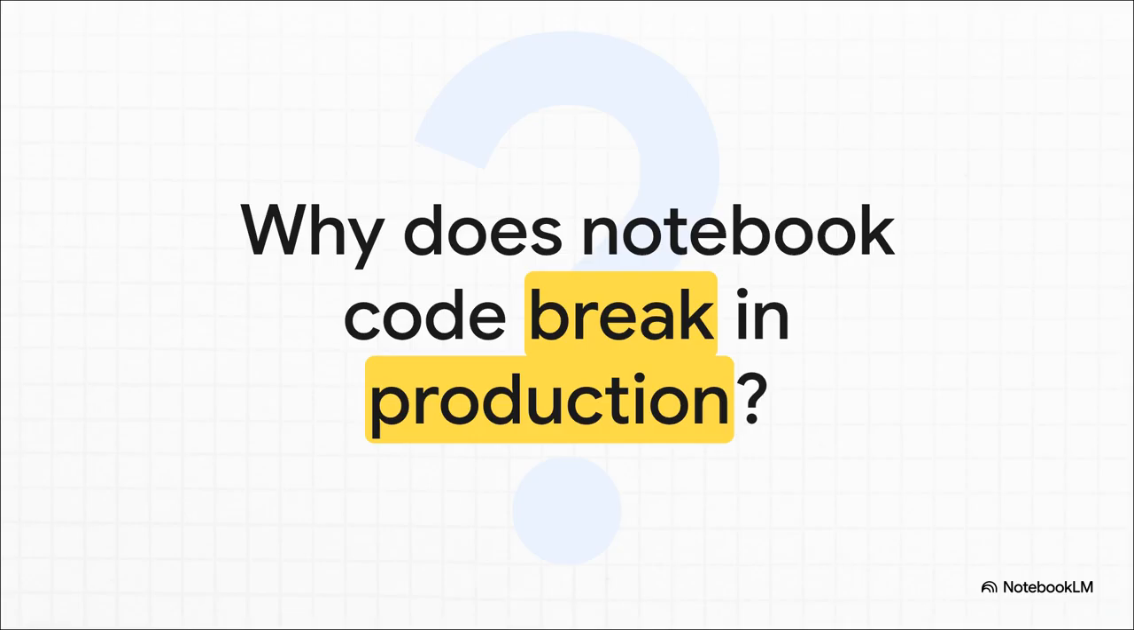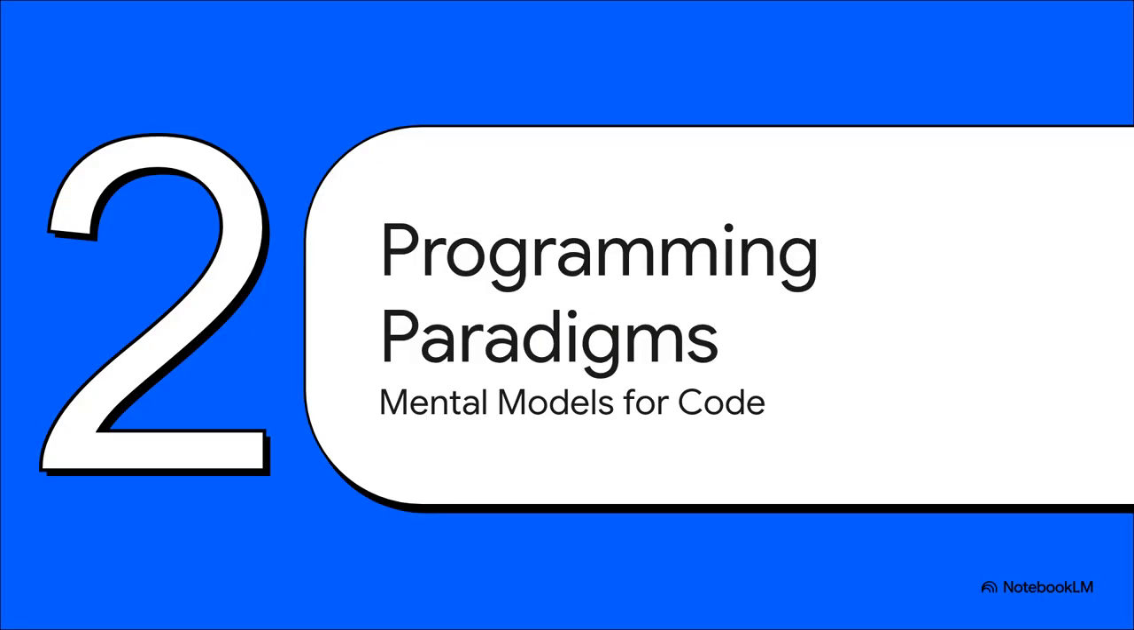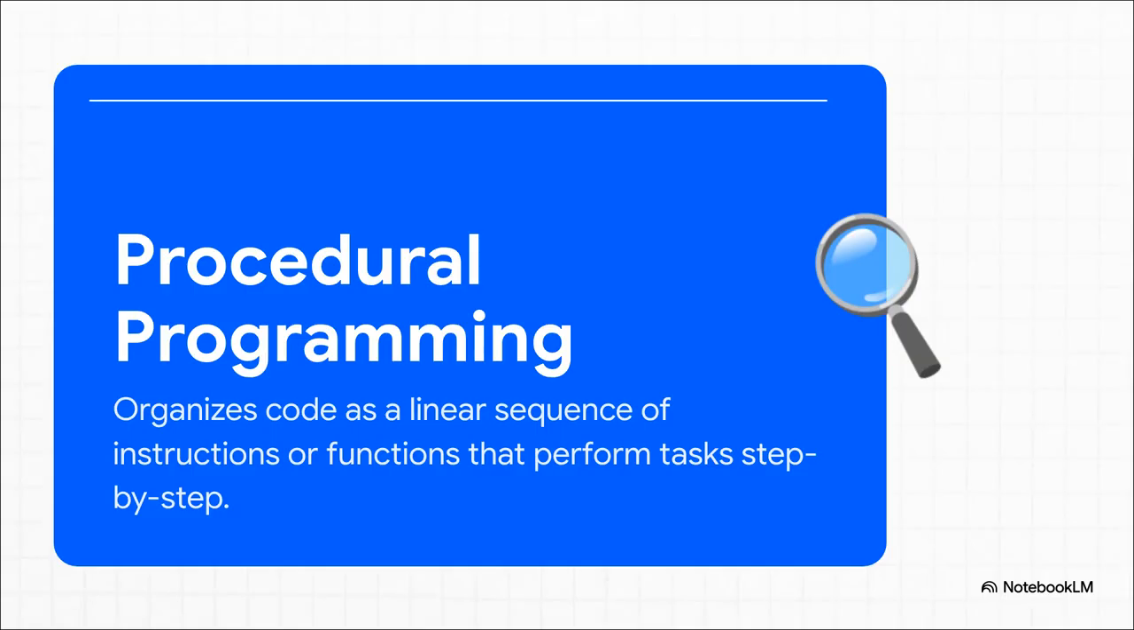Well, the answer usually isn't in the logic of what you're doing, but in how that logic is structured. This is exactly where understanding programming paradigms becomes your secret weapon. Seriously, think of them as different mental models for building code. They're the fundamental styles that really shape how you attack a problem. So let's get familiar with the 4 most important ones for anyone working in MLOps. First up, you've got procedural programming.